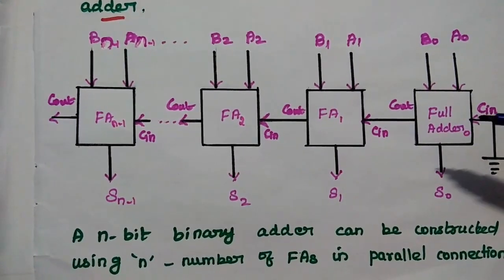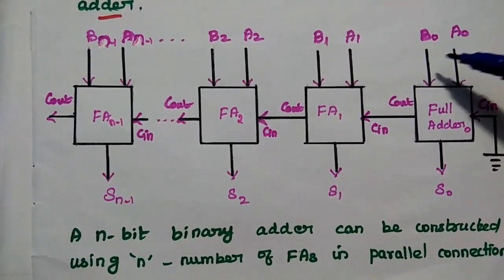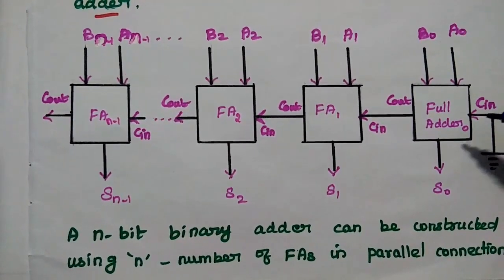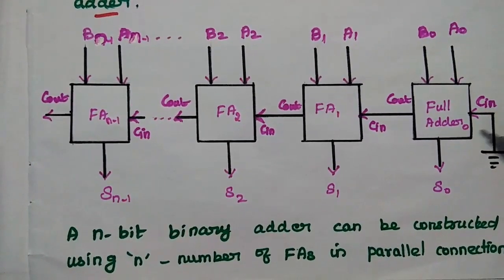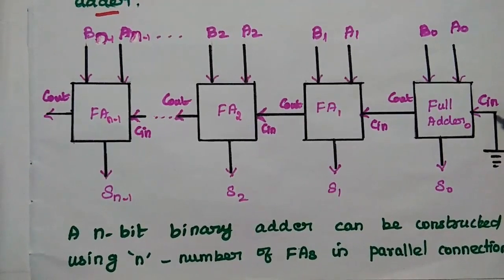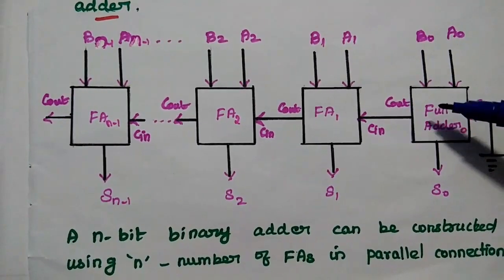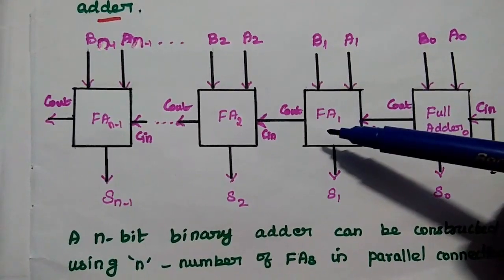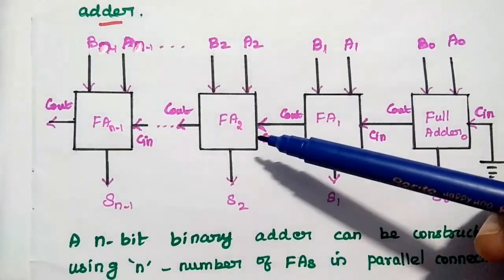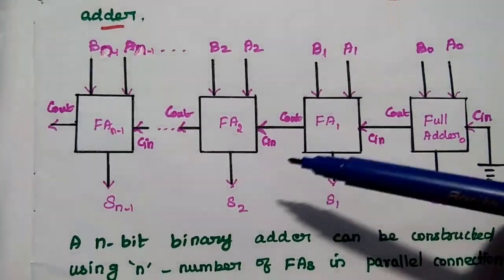Here a full adder needs 3 inputs: 2 from the input binary numbers, and 1 as a carry input. For the first full adder, we have to give the input carry as 0. That's why we have grounded it. So the input carry is 0 here. The carry output of the first full adder is used as the input to the second full adder. The output carry of the second full adder is given as the input to the third stage. So this is how we give the carry input to each stage.